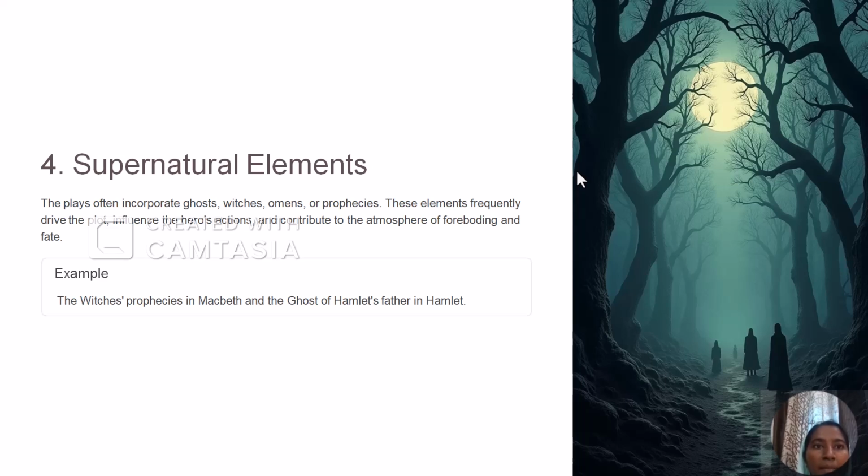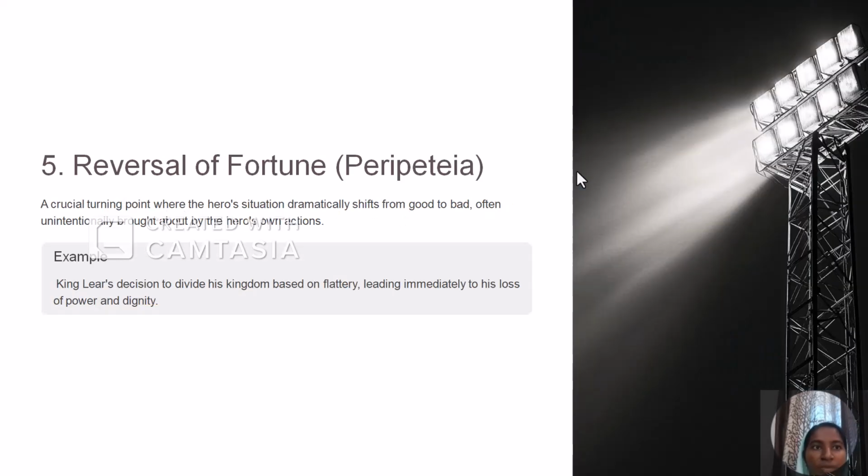The witches in Macbeth tempt the hero with visions of power, while the ghost in Hamlet sets the tragedy in motion. These elements blur the boundary between reality and illusion, reminding the audience of forces beyond human control.